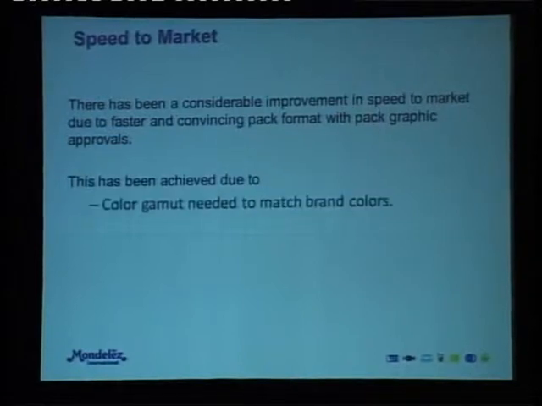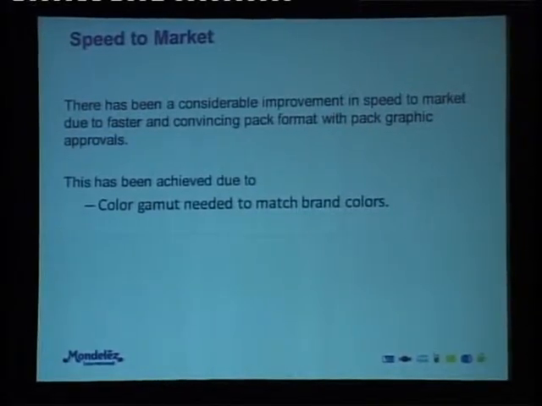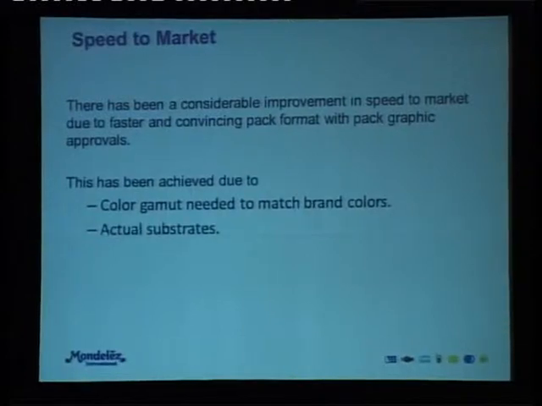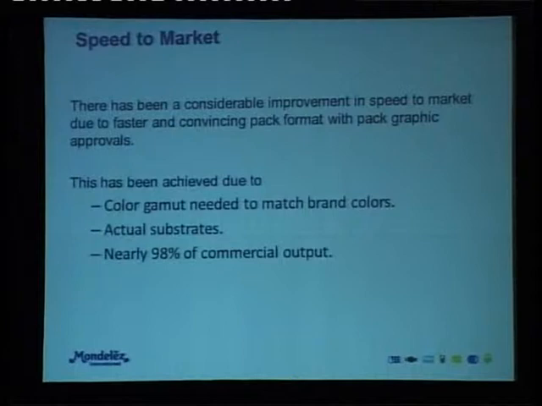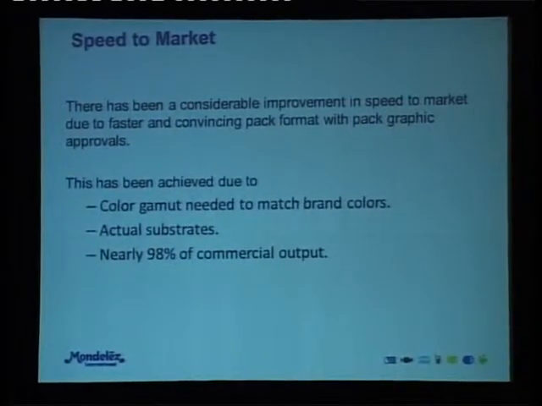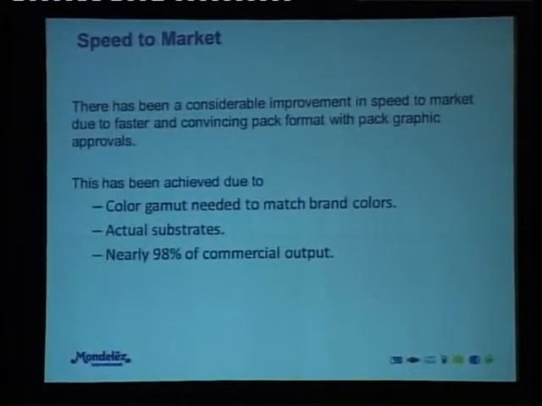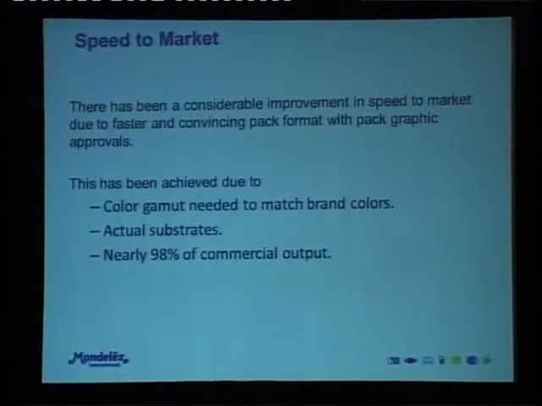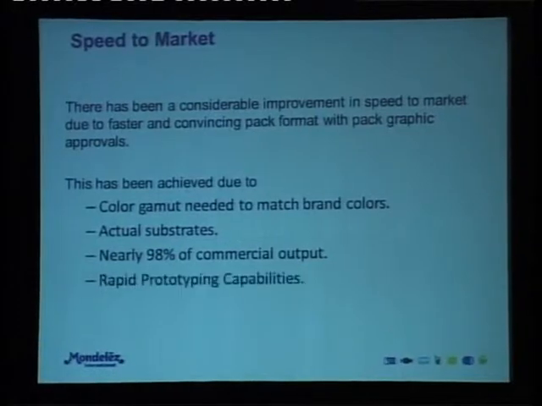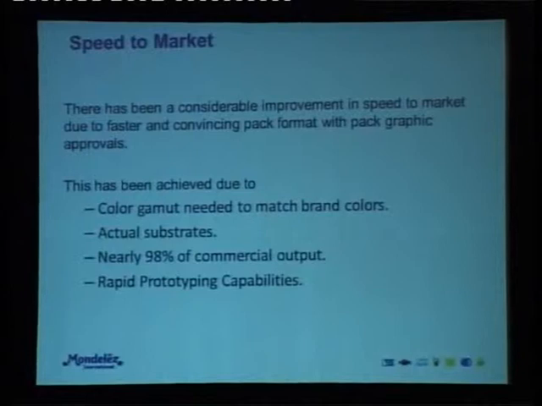This is achieved by having a total color gamut match, which needs to be done for mockups. This can be done on actual substrates and with 98% commercial output. Once you have a mock-up which shows how the product is going to look in the market, half of the work is done in terms of reducing the time frame. And rapid prototyping capabilities will give you the proper shape.